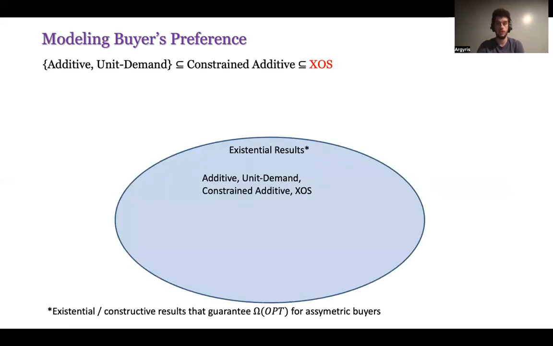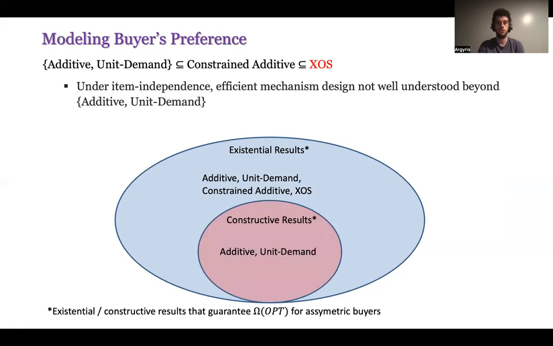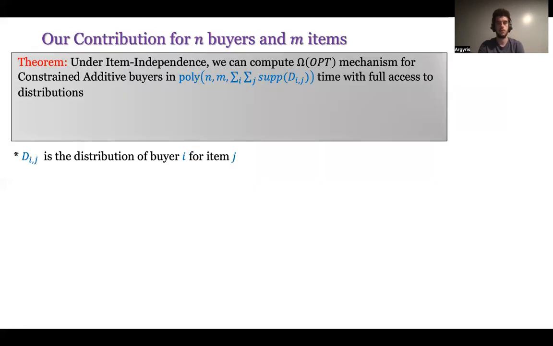As I have mentioned earlier, under item independence, simple mechanisms are known to approximate the optimal revenue within a constant factor for multiple buyers with valuations as general as XOS. On the other hand, under item independence, efficient mechanisms with approximately optimal revenue are not known for buyers beyond the class of additive or unit demands, regardless of simplicity. Our work can be thought of as trying to catch up the constructive with the existential results. Now, we are ready to present our results.